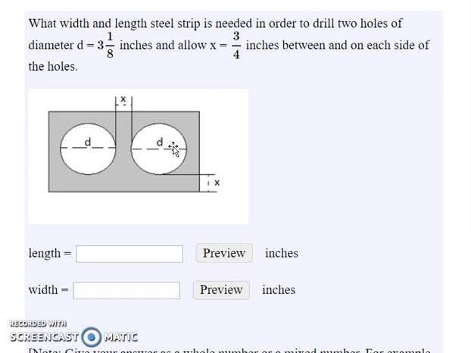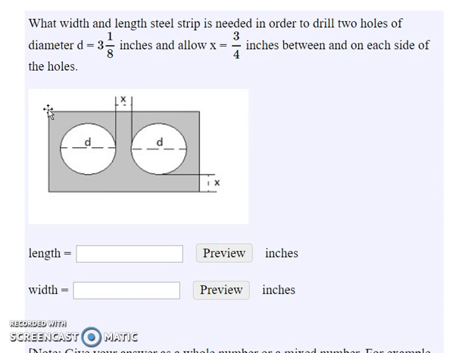So this length and this length are 3 1/8 inches, and the length X here, which is the same here and here, because it says in between and on each side of the holes, is 3/4 of an inch. So this is 3/4 of an inch, this is 3 1/8 inch, 3/4, 3 1/8, 3/4. And then on the width we have 3/4 inch, 3 1/8 inch, because the diameter would be the same going this way, and then another 3/4 inches here.